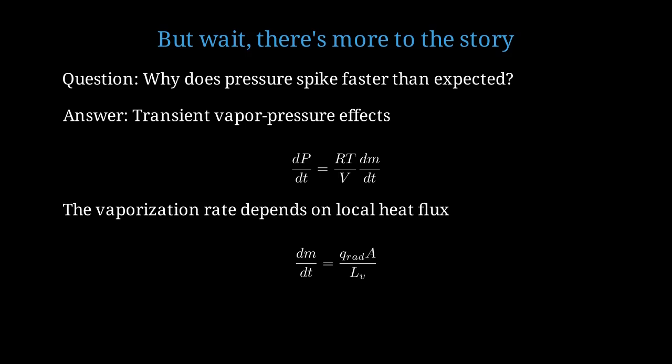The mass vaporization rate equals Q rad times area A divided by latent heat L versus, for a 25 kilowatt per square meter flux on a 1 square centimeter spot, this gives 1.1 grams per second. Now let's calculate what happens when this steam pressure builds up.